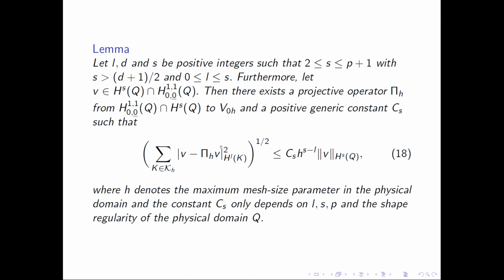With that, we have this interpolant, and these estimates on the element basis let you derive exactly this kind of estimate, which is C s of h^(s minus l), and then your v in H^s of Q, where s is between 2 and p plus 1. p is the degree of the polynomial, and s we said is greater than the dimension plus 1 over 2. Your l is between 0 and s inclusive.